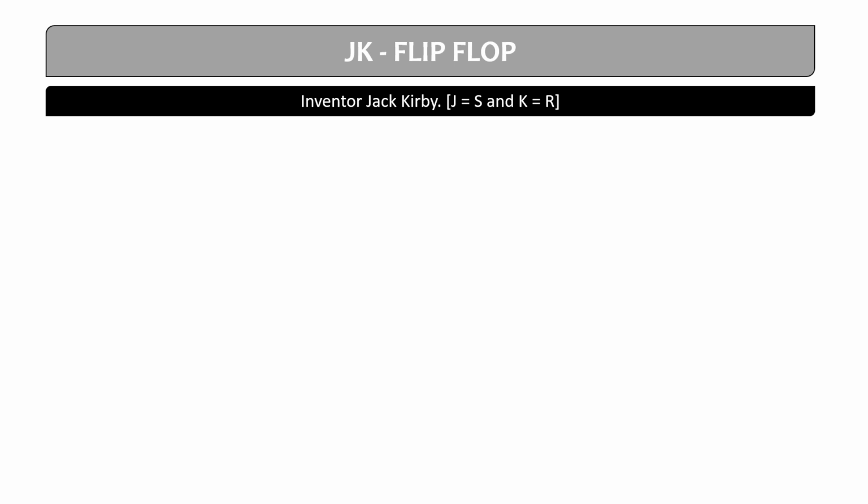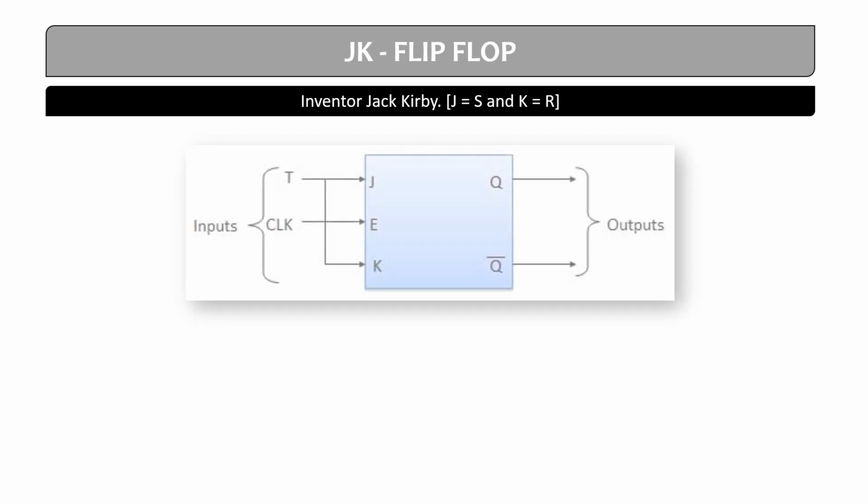Now let's see the block diagram of the JK flip-flop. One thing we need to know, that JK stands for Jack Kirby. It's the name of the inventor, and J means set and K means reset. It is similar to the SR flip-flop, meaning whenever you see J we are setting the flip-flop, and whenever you see K we are resetting the device, right?